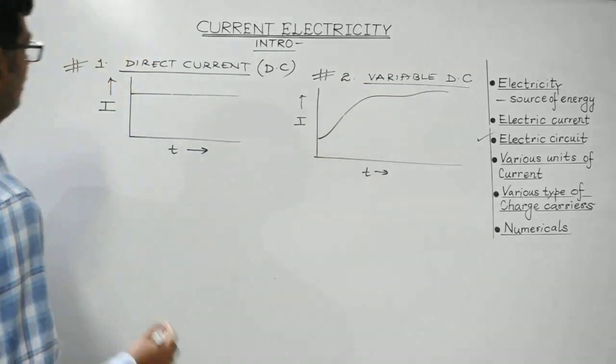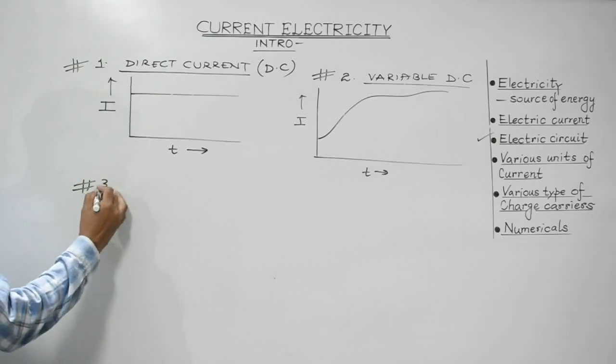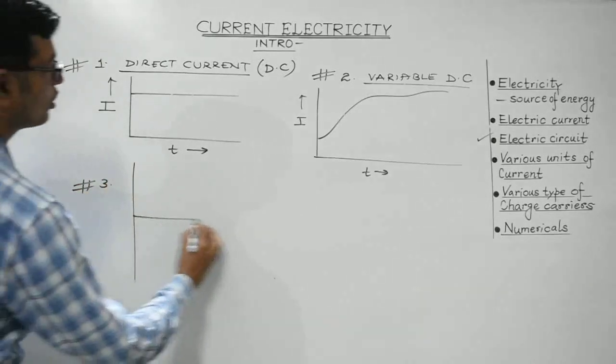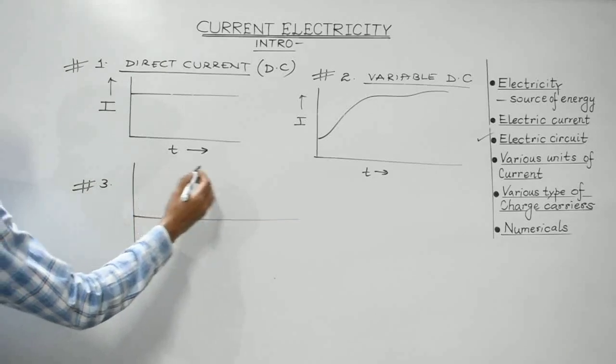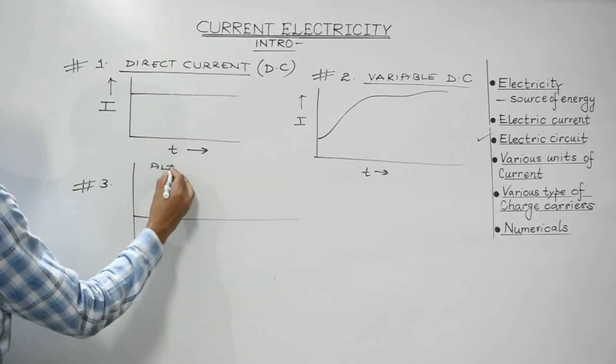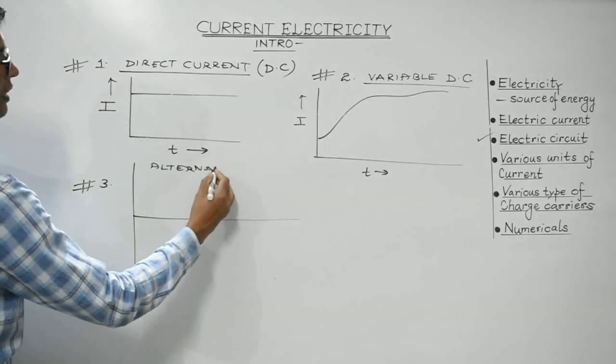Right? Third, this is very, very important. This is AC, that is alternating current.